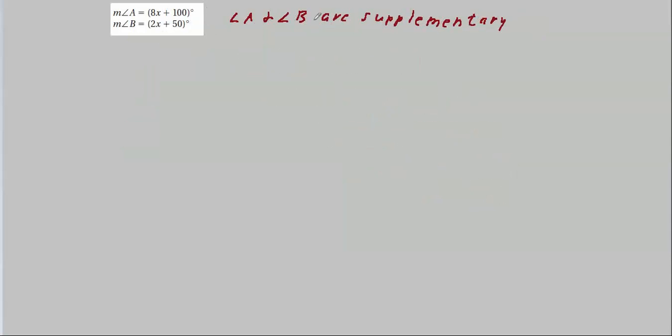A and B are supplementary. And once again, we're going to have to find x in order to find the measure of these two angles. What does supplementary mean? Well, that's the same as if we had written A plus B equals 180. Supplementary angles add up to 180. So now we just set up our algebraic equation. This is A here, substitute.